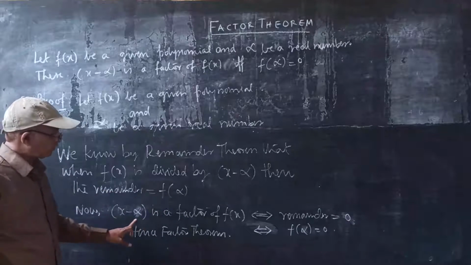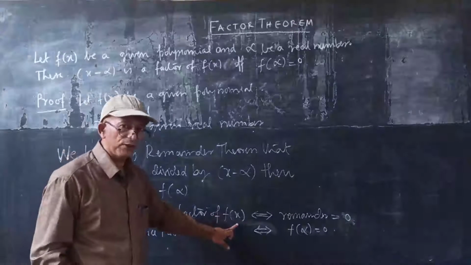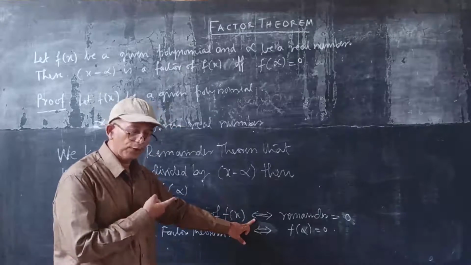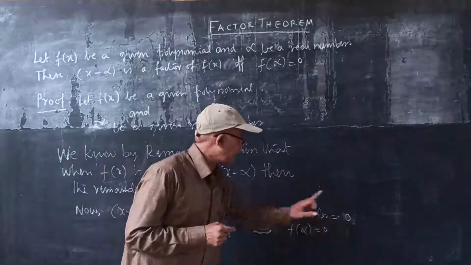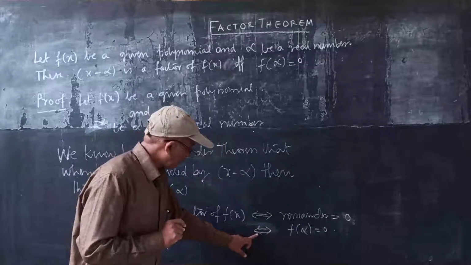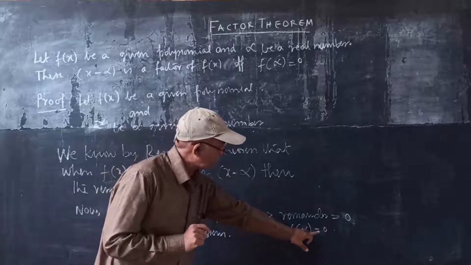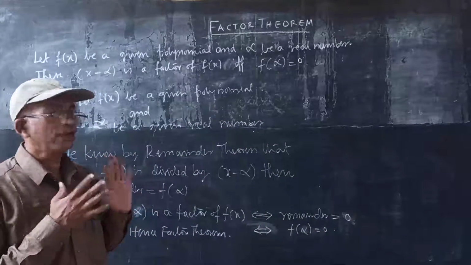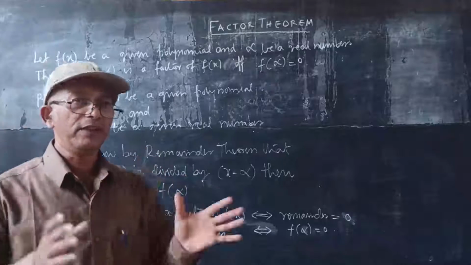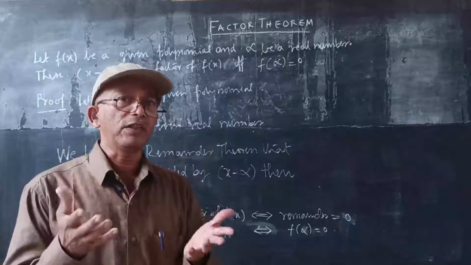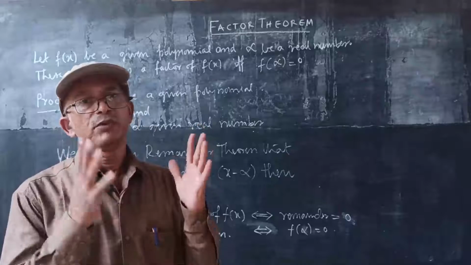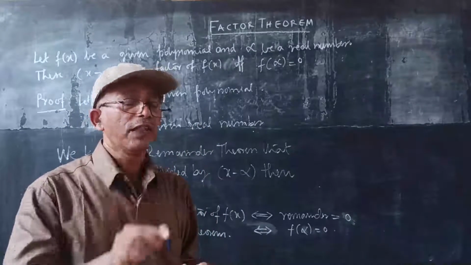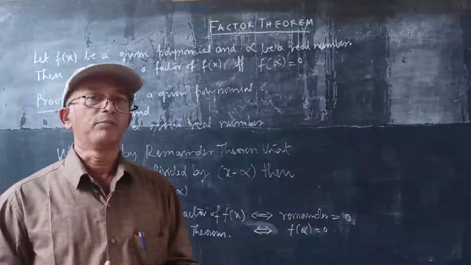Now, x minus alpha is a factor of f(x) if and only if the remainder is equal to 0, if and only if f of alpha is equal to 0. Hence, this proves the factor theorem. Very simple and very easy. Once you know the remainder theorem, the factor theorem is very, very easy. So when we get the remainder as 0, then it is called the factor theorem.